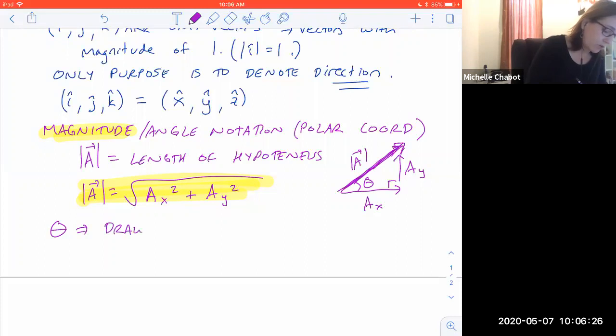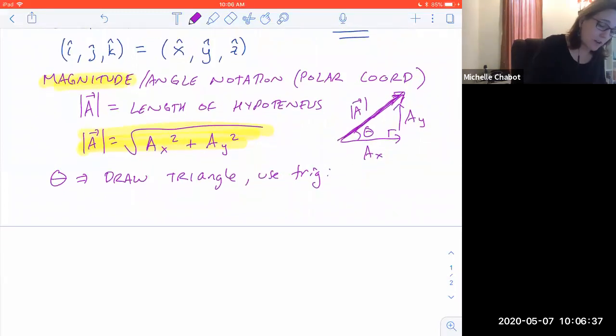You just want to use the triangle. So you always want to draw the triangle and you want to use your trigonometry. And so in this case, what we might see here, and very often we just stick with the tangent of theta. So the tangent of theta in this case would be equal to Ay over Ax.